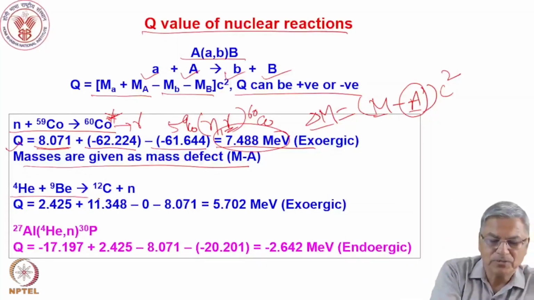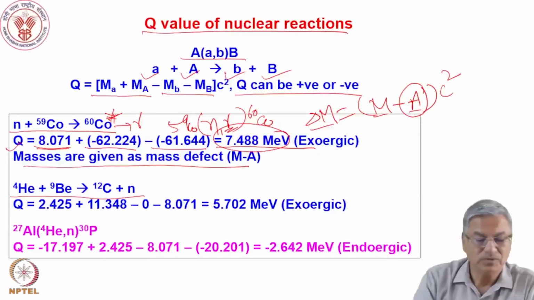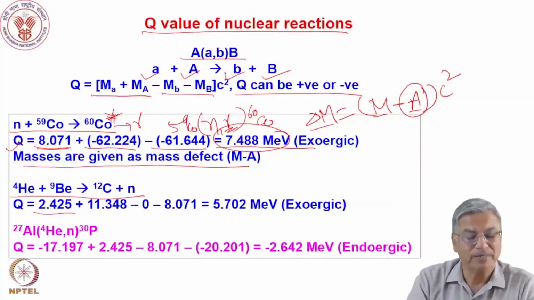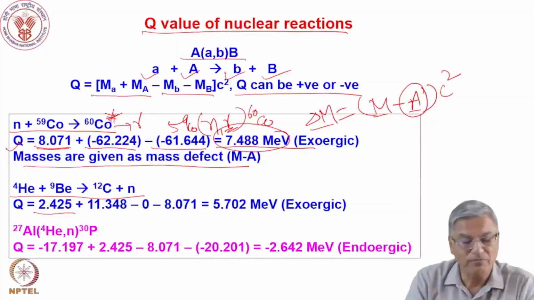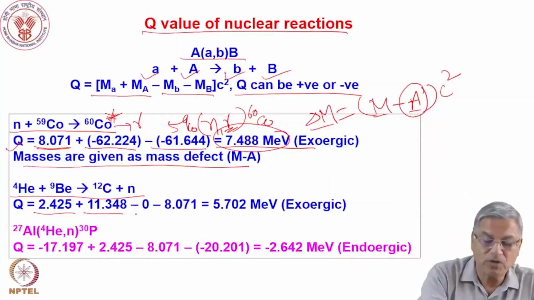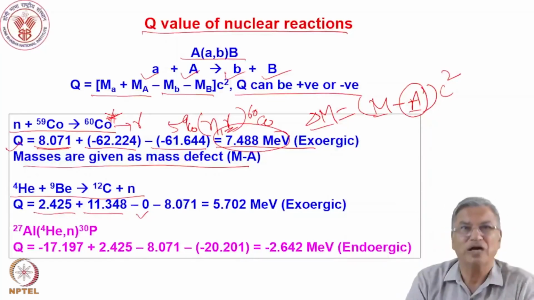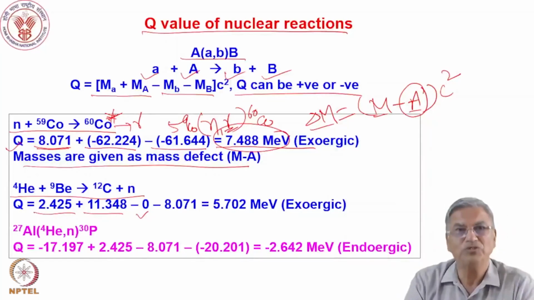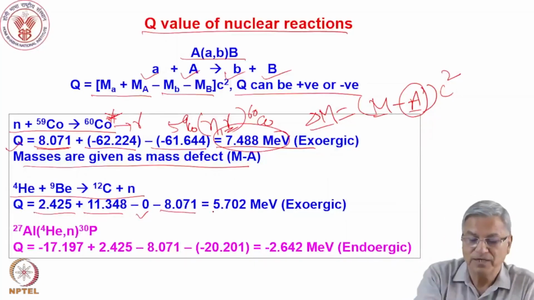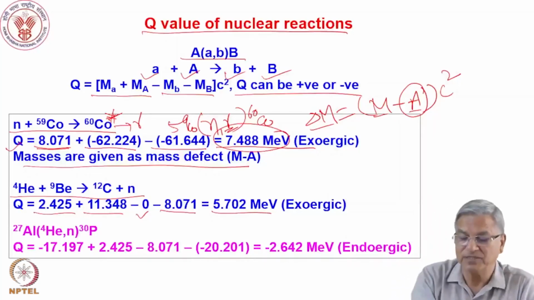Another example is helium 4 plus beryllium 9 giving carbon 12 plus neutron. Again, the masses are written in terms of the mass defect. For the alpha particle, the delta M is 2.425 MeV, beryllium 9 is 11.348 MeV. For carbon 12, the delta M is 0 because this is the carbon 12 scale, so the mass is 12.0000. Neutron is 8.071. So the Q value for the reaction is 5.702, which is positive, and hence it is an exoergic reaction.